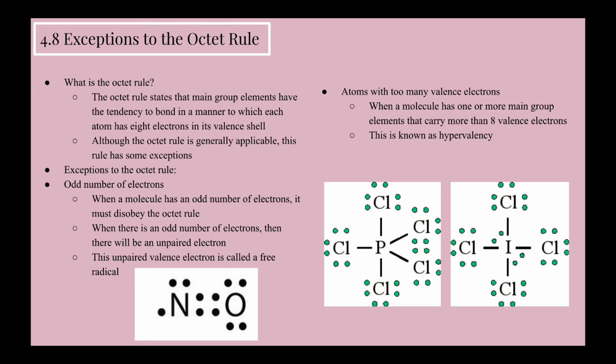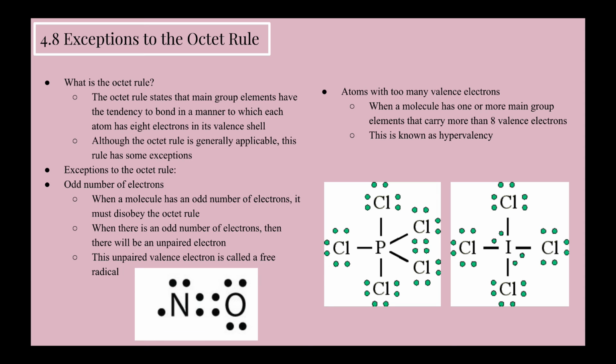Now on to exceptions to the octet rule. First, let's recap what the octet rule is. The octet rule is a general rule that states that main group elements have the tendency to bond in a way that results in each atom having 8 electrons in its valence shell. However, although the octet rule is generally applicable, the rule still has some exceptions. One exception to the octet rule is a molecule with an odd number of electrons. When a molecule has an odd number of electrons, it must disobey the octet rule. When there's an odd number of electrons, there will be an unpaired electron in the molecule.